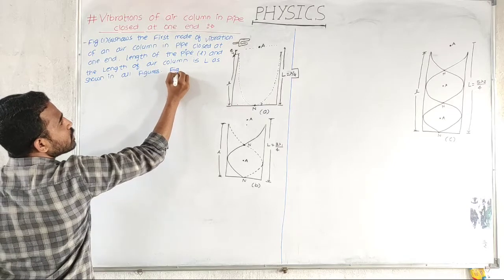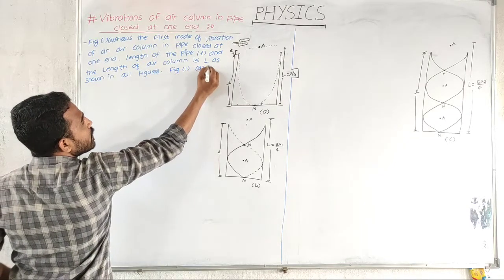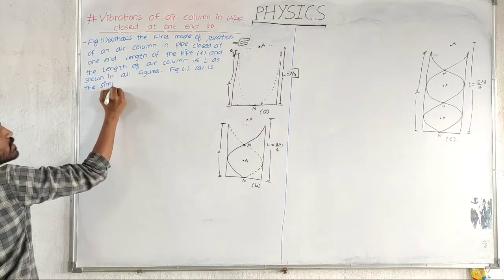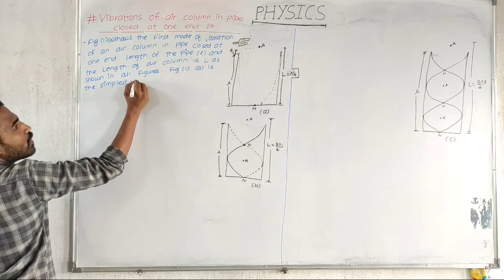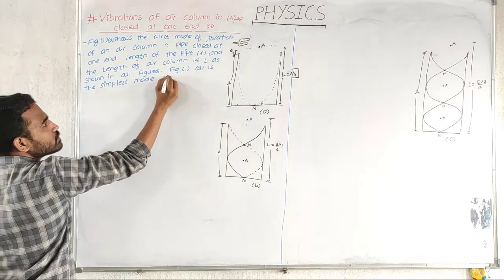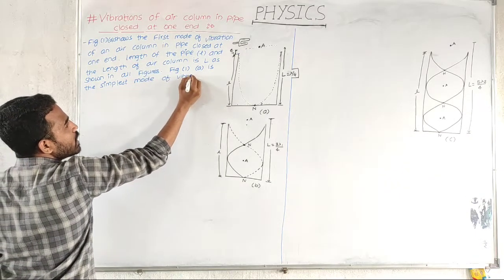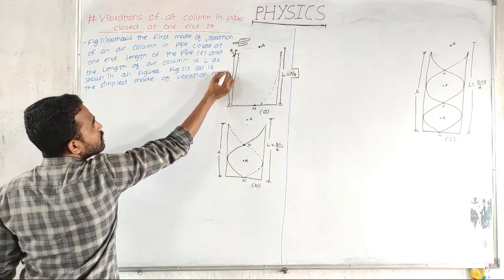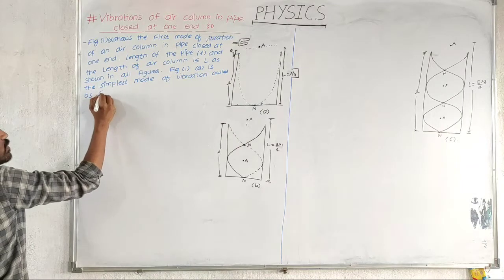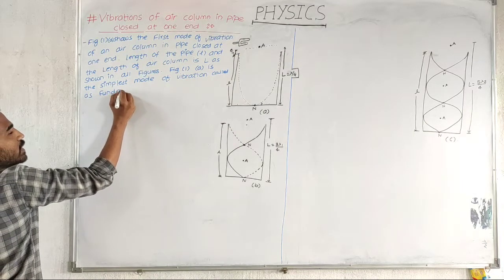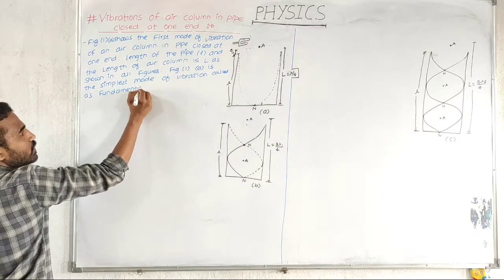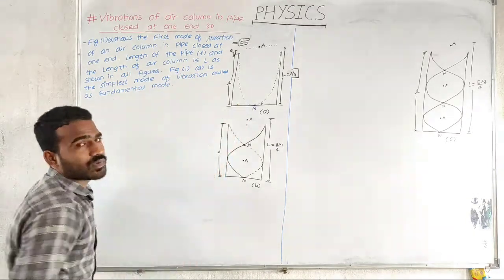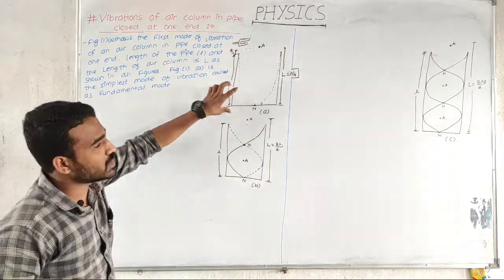Figure 1A is the simplest mode of vibration, and it is called the fundamental mode. This is the basic, minimum mode of vibration, known as the fundamental mode.